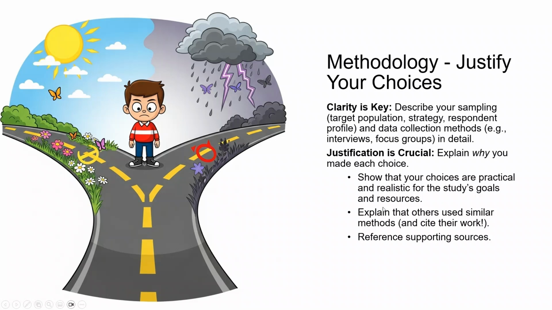So you need to describe your sampling strategy, things like your target population, the strategy that you followed, the respondent profile, how reliable and robust your data collection methods have been. For example, if you've held interviews or focus groups, how representative is your sample of the target population that you've got? How representative is your sample in relation to the size of the sample compared to the population? So, justification here is really crucial.